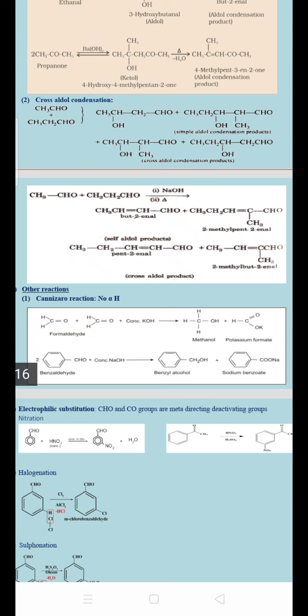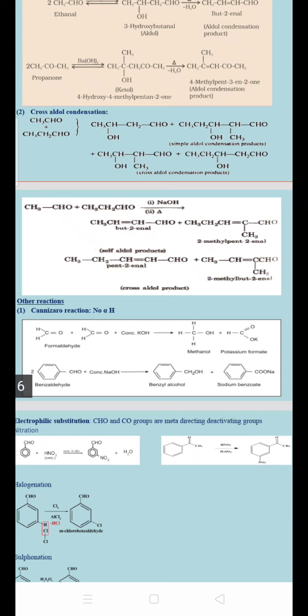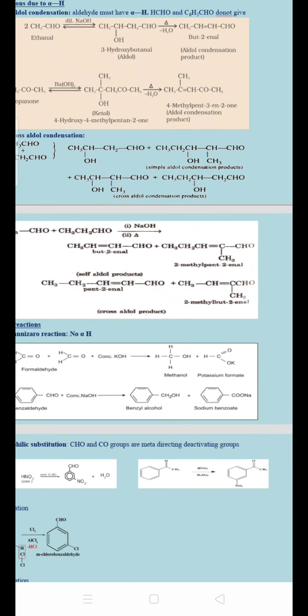This is the simple aldol condensation product, or I can say self aldol. They have done a selfing among themselves, and I have got simple aldol condensation products, which are otherwise called self aldol products. Let me tell you the product name. Look into the number of carbon atoms: 1, 2, 3. I have an aldehyde group and I have an OH group. So what is this called, children? This is a double bond containing compound along with an aldehyde and OH containing product.